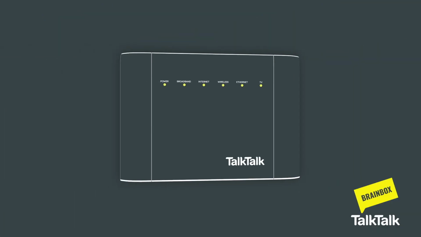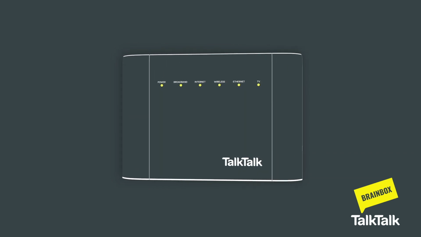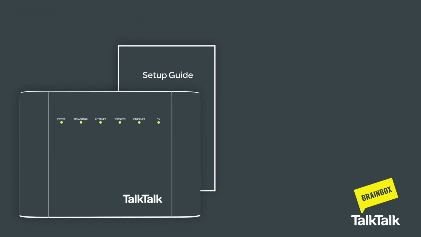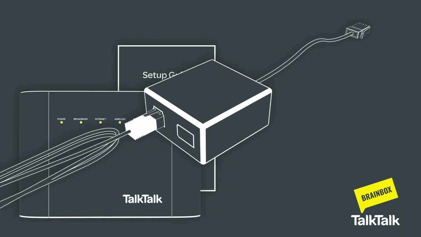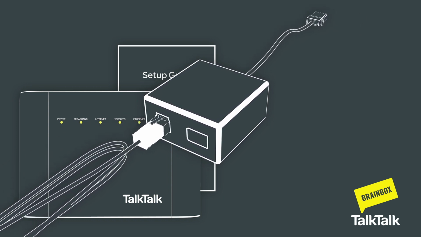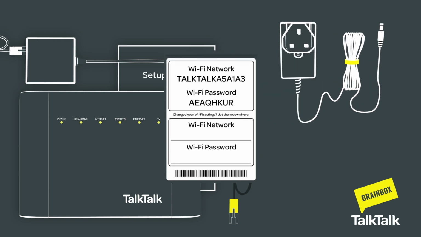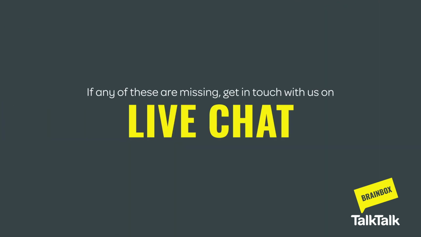To use Wi-Fi for any device, first you'll need to set up your router. Inside the box you should have a setup guide, your super router, a grey broadband cable plugged into a microfilter, an Ethernet cable, a power supply, and your Wi-Fi password card. If any of these are missing, get in touch with us on live chat.